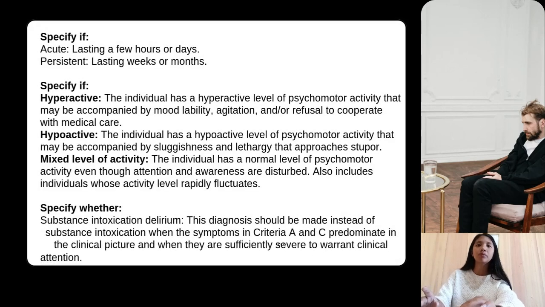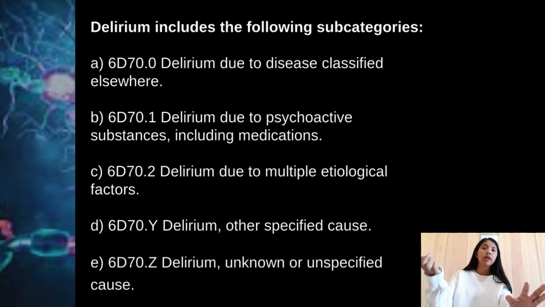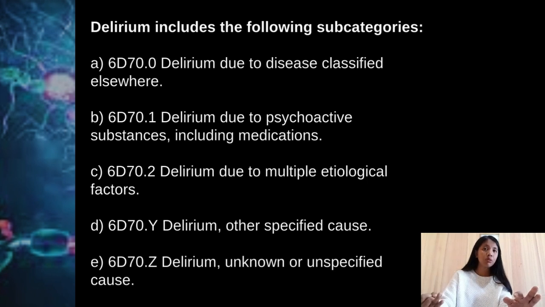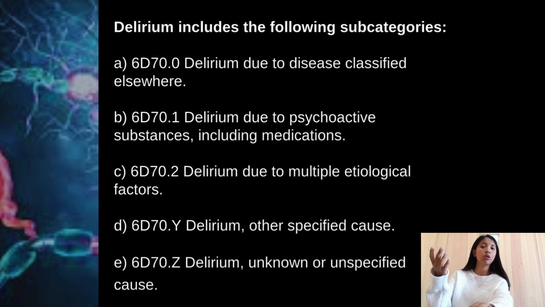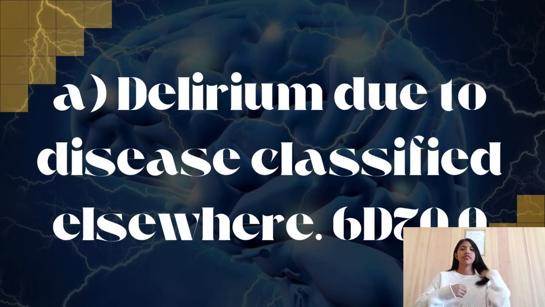So now, let's move to the subcategories under delirium. So you will find out that there are actually 5 subcategories under delirium. First is delirium due to disease classified elsewhere. Second is delirium due to psychoactive substances including medications. Third is delirium due to multiple etiological factors. And fourth is delirium due to other specified cause, and then delirium due to unknown or unspecified cause. Okay, now let's move to delirium due to disease classified elsewhere.